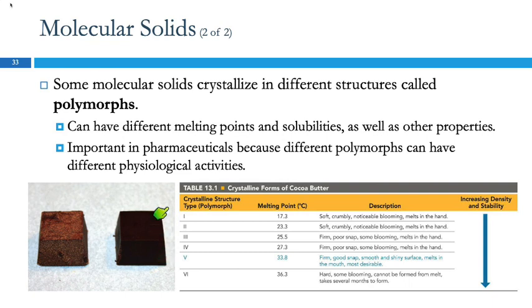These other polymorphs, most of them are going to melt in your hand. So, M&Ms melt in your mouth, not in your hand, right? So when chocolate melts in your hand, it gets really messy.